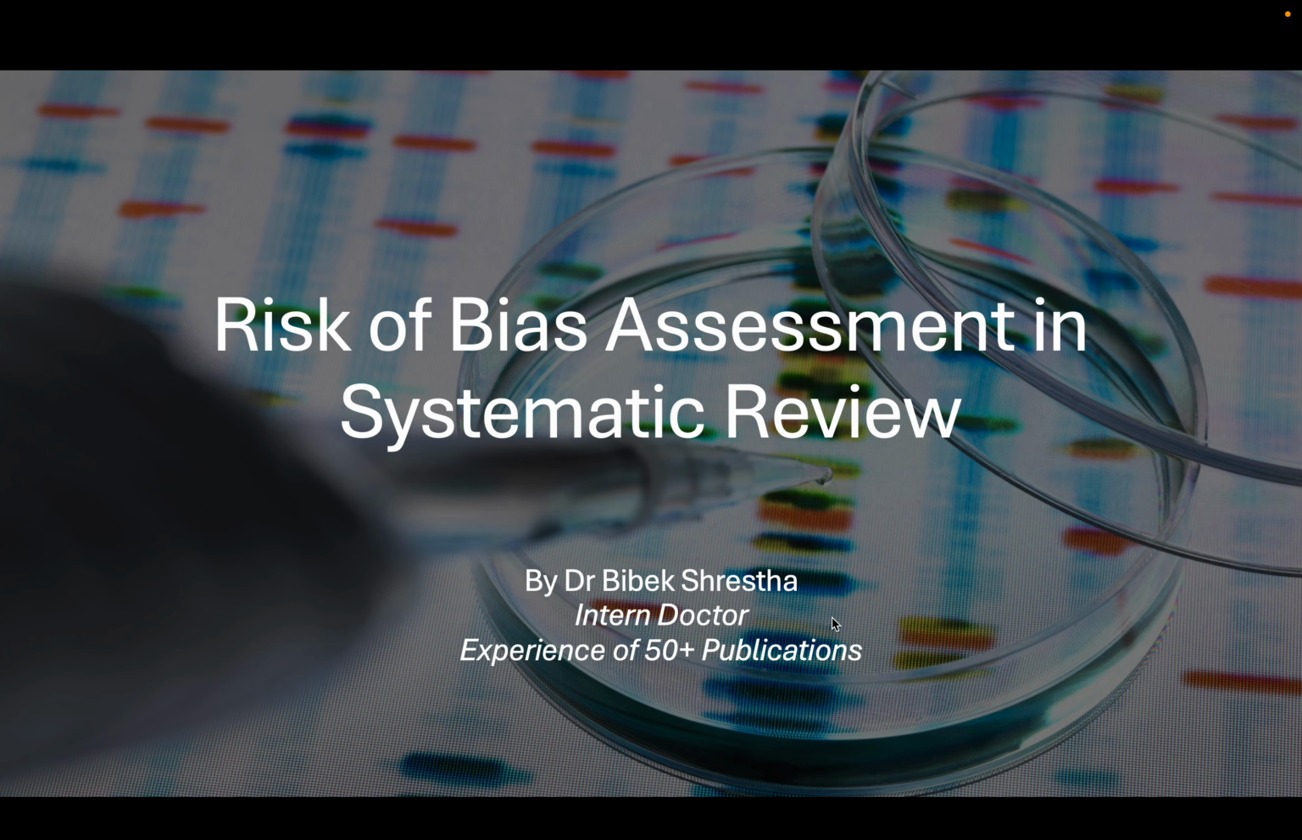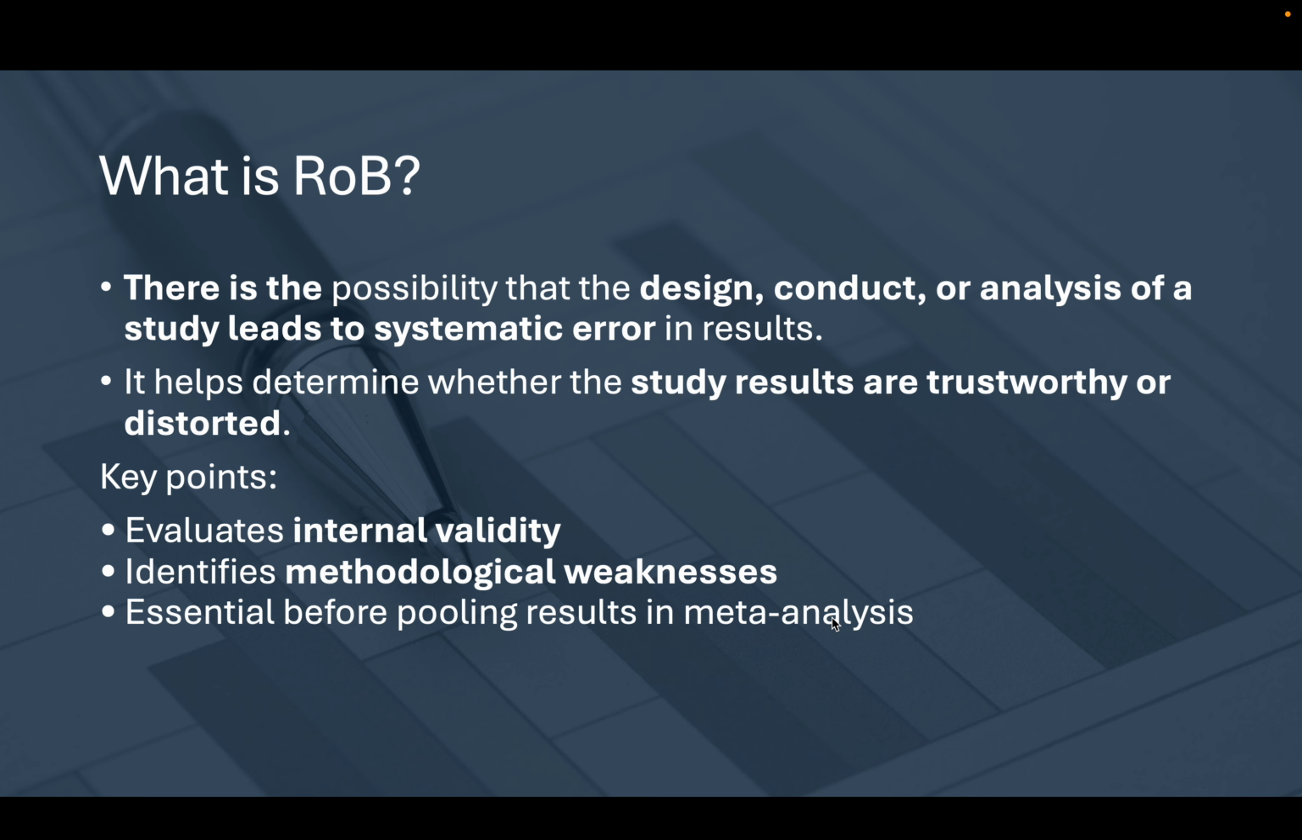There are certain domains in a randomized control trial, there are certain domains in a case report, there are certain domains in an observational study. So we have to assess all the domains for the risk of bias assessment. There is always a possibility that the design, conduct or analysis of a study can lead to systematic error in the results. So risk of bias assessment plays an important role. It helps to determine whether the study results are trustworthy or distorted.